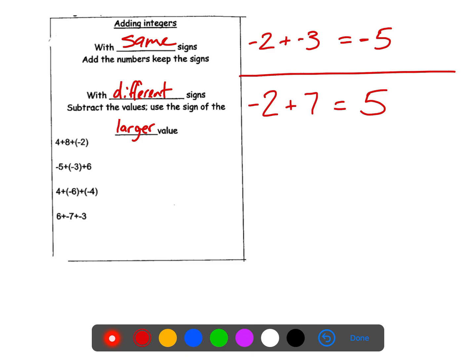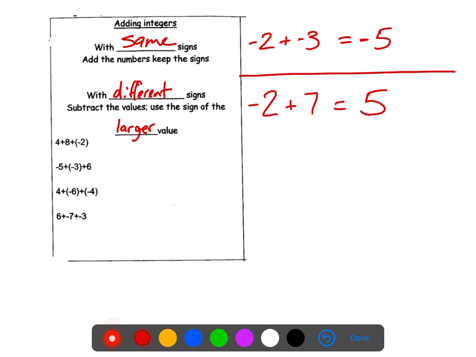And then we take the sign of the larger value. Which of these numbers is the bigger number? And that would be here. Really, we're talking the bigger absolute value would be a better way to say that. So 7 has a greater absolute value than -2. -2's absolute value is 2. So we take this sign, and that's why our answer would be positive.